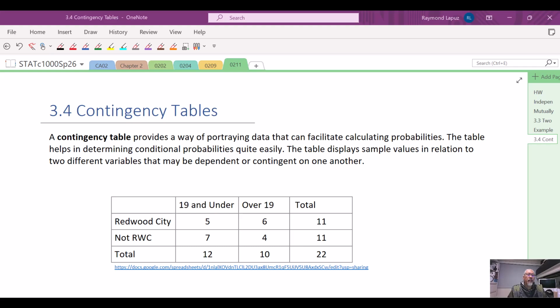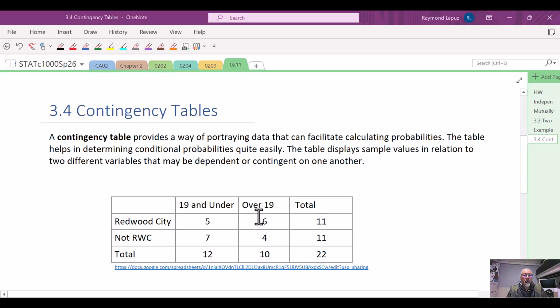Hello folks, I wanted to do a couple problems from the contingency table that we were discussing earlier, and I wanted to clear up a few things that weren't aligning with some of the theory we were studying.